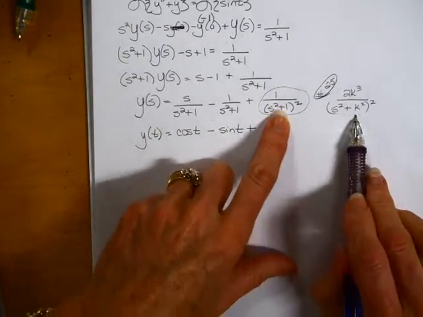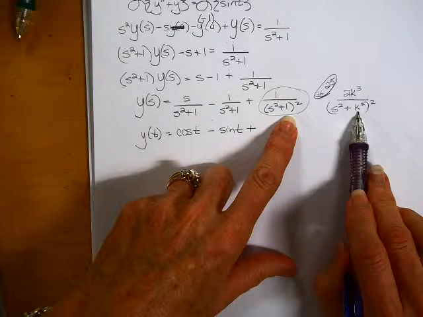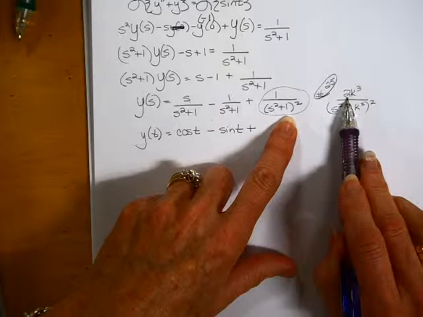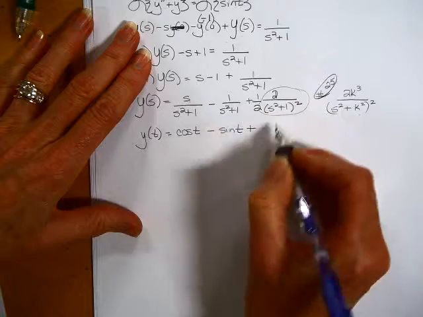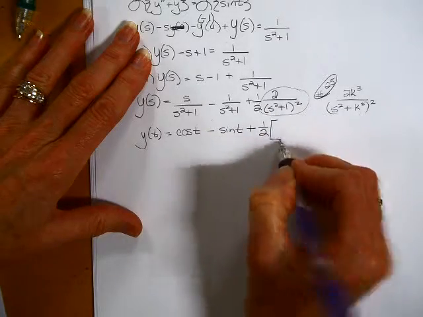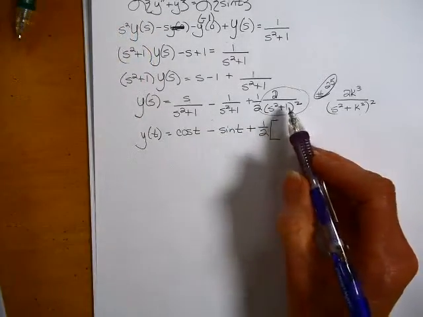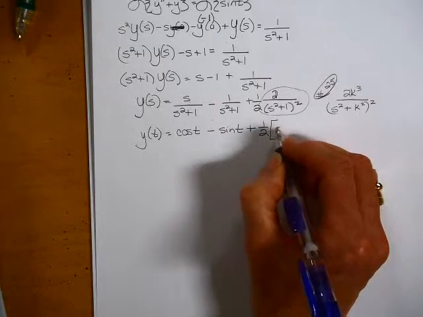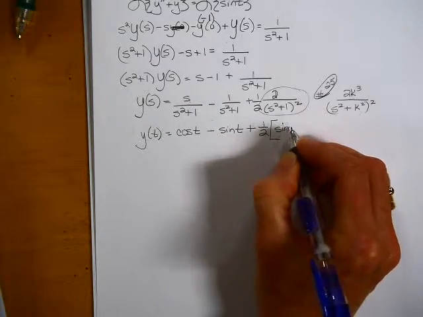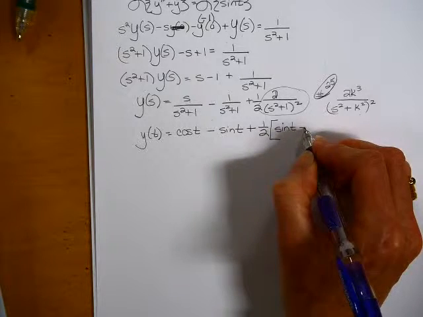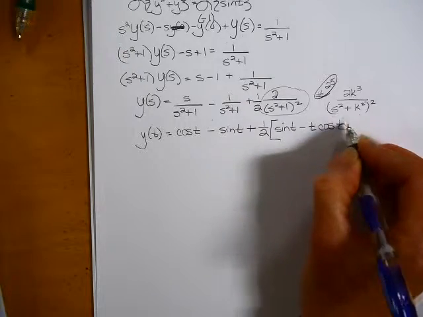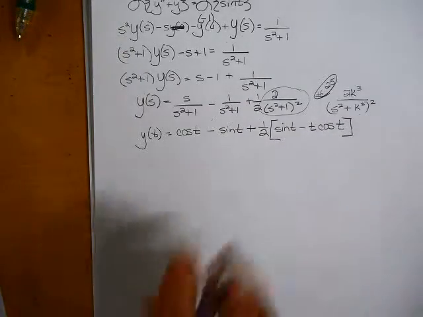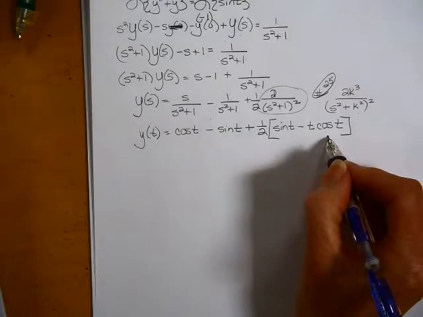All right, in this particular problem, k is 1. But there's a 2 that I need on the top of my problem that I do not have. So if I put the 2 here, I need to pull a 1/2 out, so I'm going to have 1/2 times, going back to number 25, the sine of t minus k times t times the cosine of t. And this is from number 25.